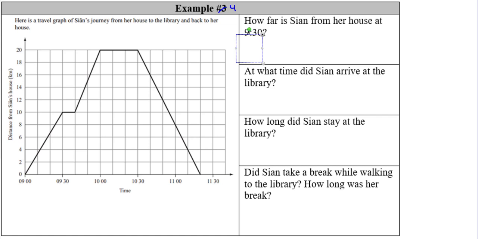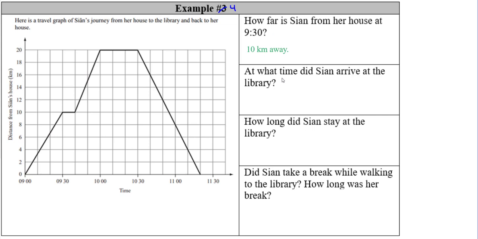So this is where we would want to look. Well, down here at 9:30, if we go up to the graph, we want to look at our y-axis, and this is in kilometers. So if we just trace back to here, it looks like 10 kilometers away. So we would want to say 10 kilometers away. Okay, and then let's actually change this color.